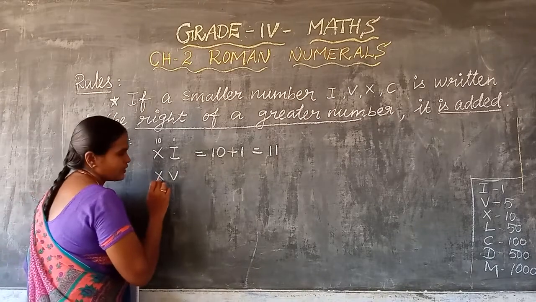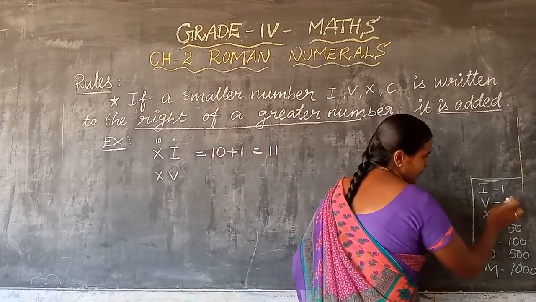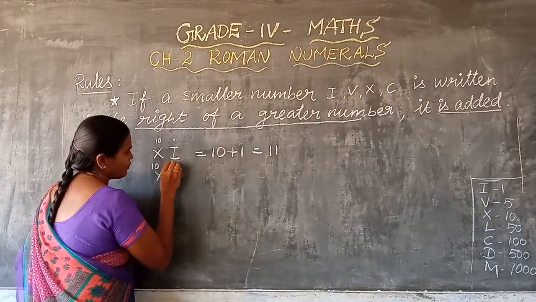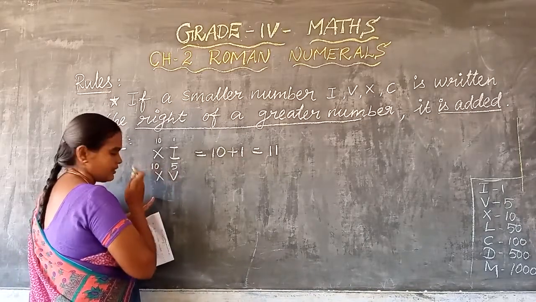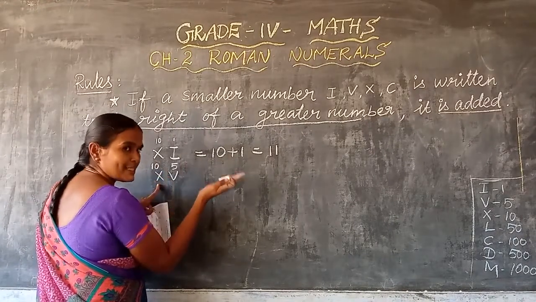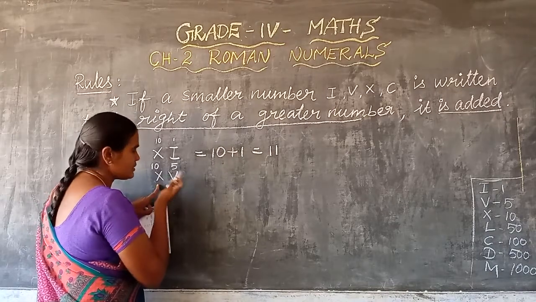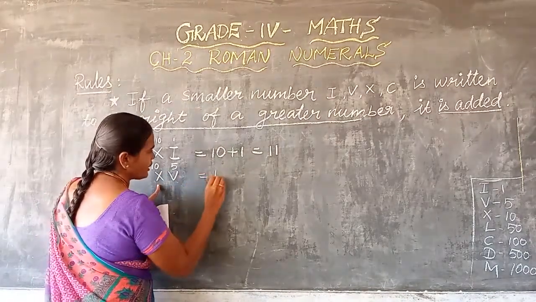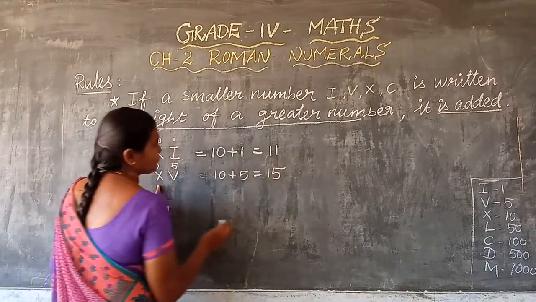XV. What is the value of X? 10. Value of V? 5. So which one is the greater number? 10. That means X. Right side we have the small number. So right side small number means it is added. So 10 plus 5, 15.